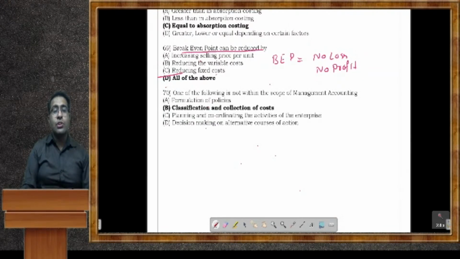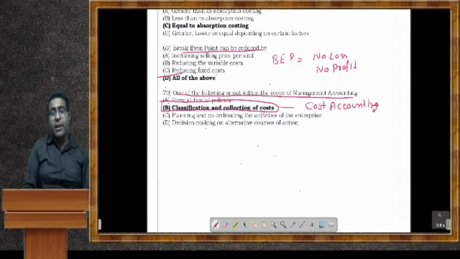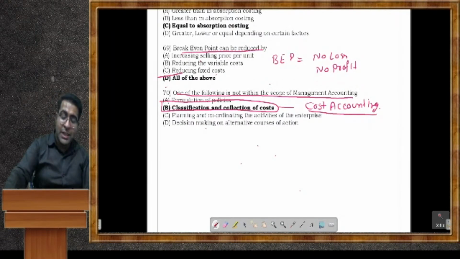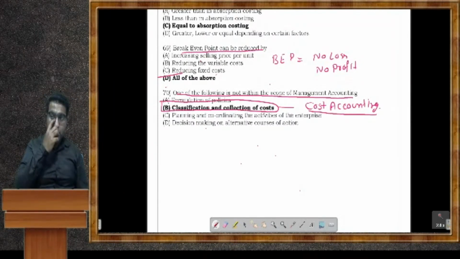Next and last question from costing: one of the following is not within the scope of management accounting. Formulation of policy, planning and coordination of activity, decision making of alternative courses of action are in scope, but classification and collection of cost is the main objective of cost accounting, not management accounting. So students, here we completed all the types of MCQs based on costing. In the previous lecture, we completed lots of questions, and the remaining part we have completed right now.